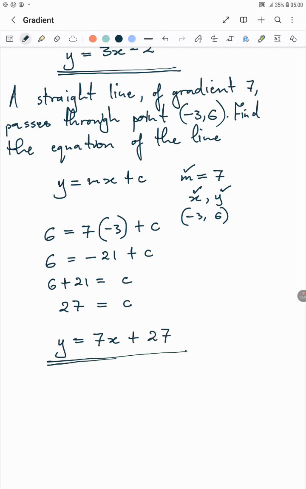So this is how you would find the equation of a straight line when you are given the gradient and one point that lies on that straight line.